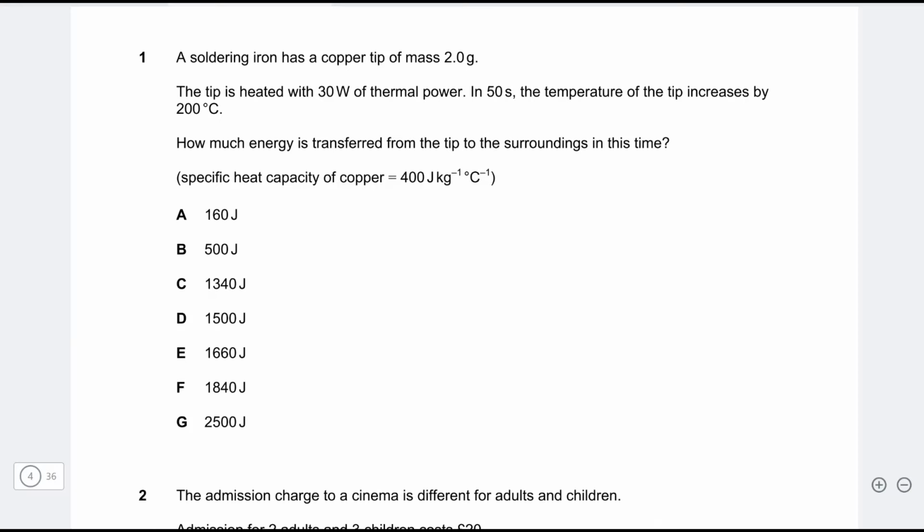Today we're going to be solving the engineering assessment for Cambridge University. This is the sample 2020 paper, and in this video I'm going to be going over the physics questions only.